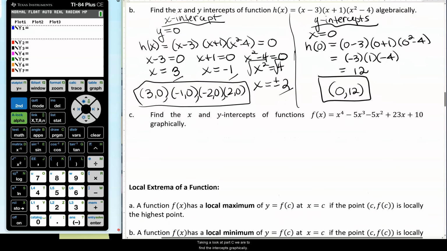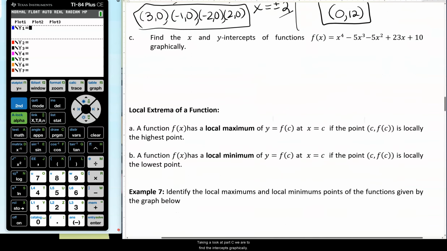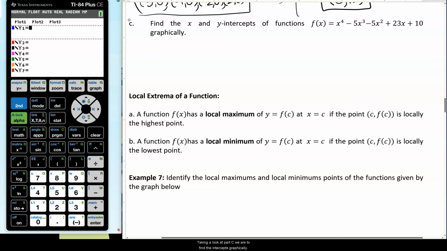Taking a look at part C, we are to find the intercepts graphically. So I'm going to put this on my calculator. I'm going to have x to the 4th minus 5x to the 3rd minus 5x squared plus 23x plus 10.